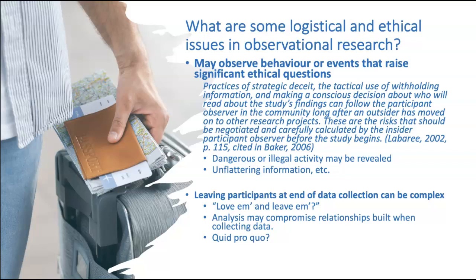Analysis may compromise relationships built when collecting the data. So you collect your data, you find some things that are replicated in various aspects of your research, and it becomes an important theme that you really feel needs to be pursued. But it's not particularly supportive, perhaps, of people that participated, or it critiques them in a way that might feel a bit hurtful. So, what do we do with that kind of information?